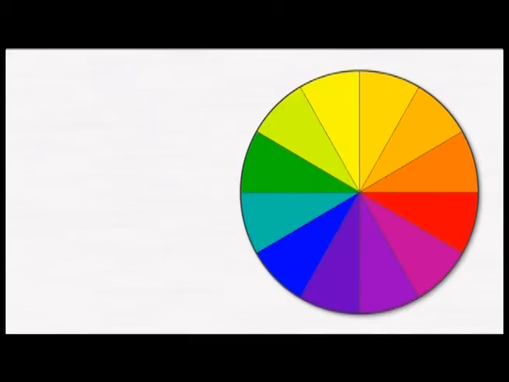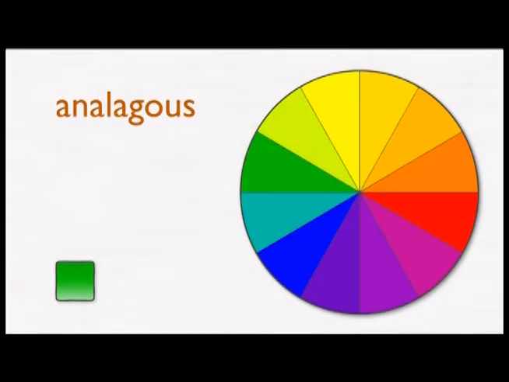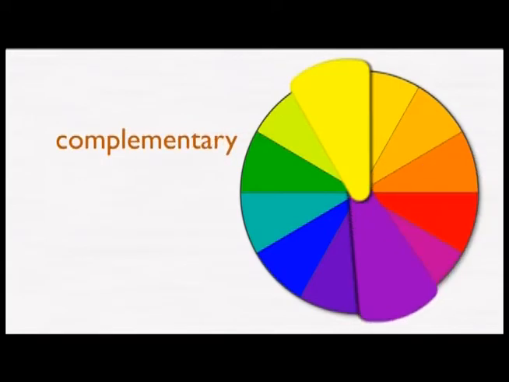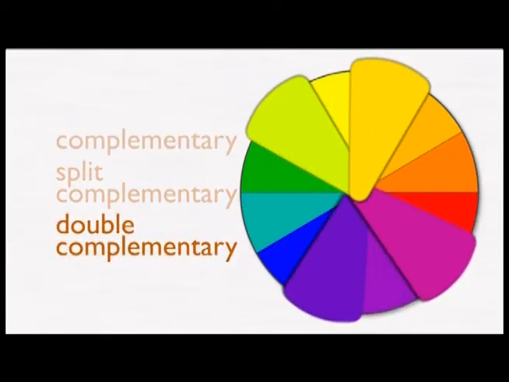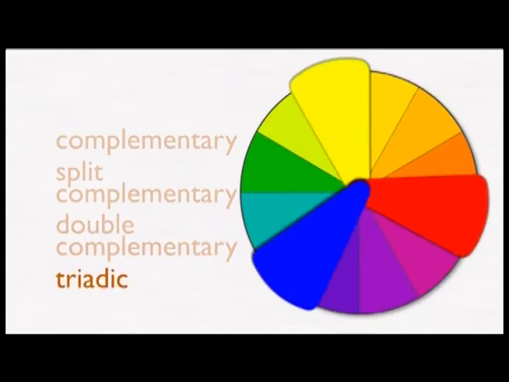Using this 12-spoke color wheel, we can create palettes known as analogous palettes, where we pick a main color and then choose the color immediately to the right and immediately to the left to create our palette. Using the same 12-spoke wheel, we can create additional palettes like complementary, split complementary, double complementary, and triadic.